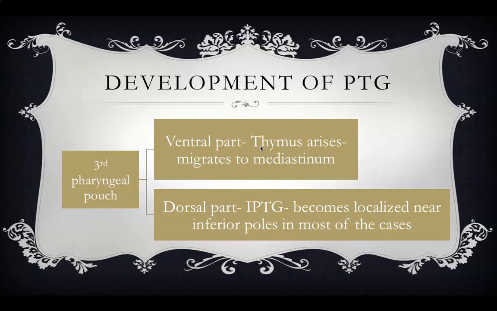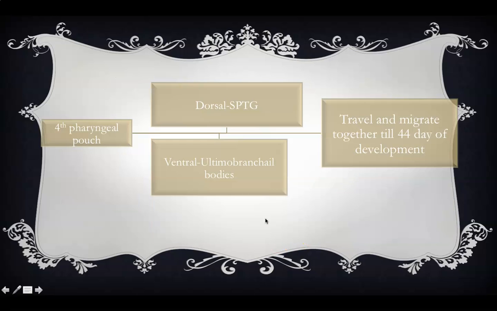It can extend from the hyoid to the superior mediastinum. Okay, so compared to superior parathyroid gland, inferior parathyroid gland has a more variable location because of this kind of development. Now the superior parathyroid gland develops from the fourth pharyngeal pouch. The dorsal part forms superior parathyroid gland, and the ventral part forms something that is called ultimobranchial bodies.